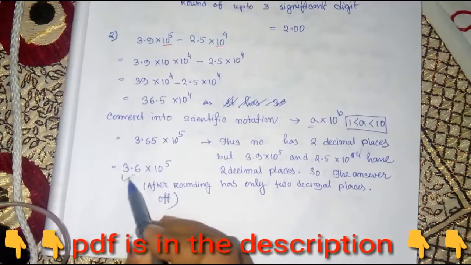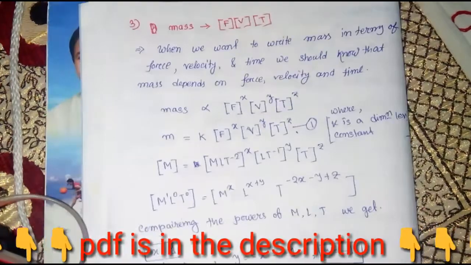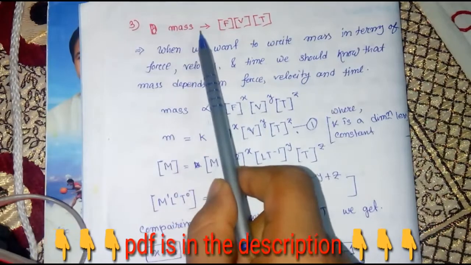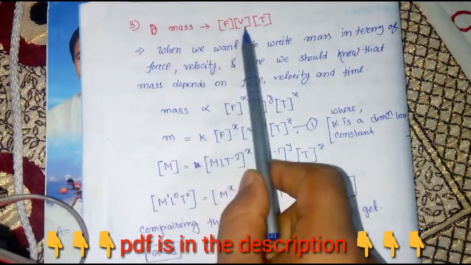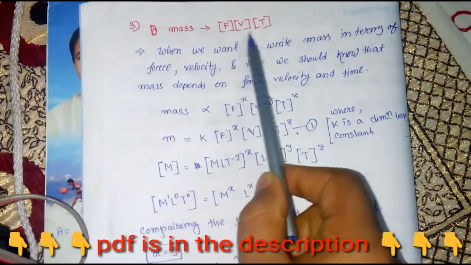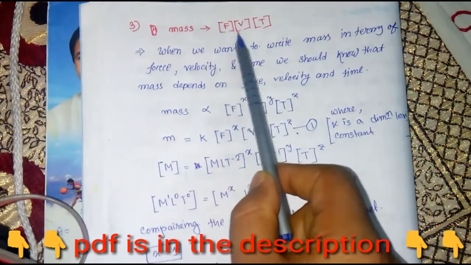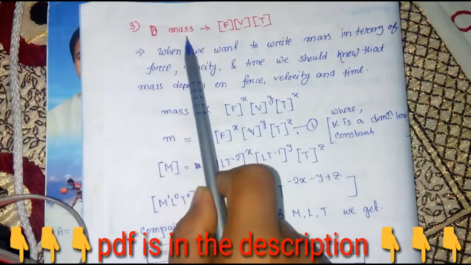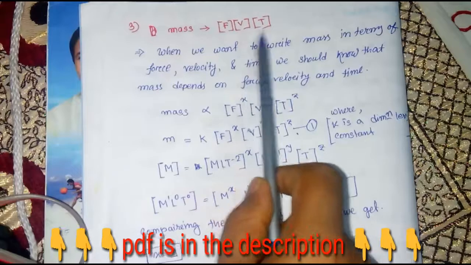So this will be the right answer. Okay, let's see the third one. The question is, we have to write the dimension of mass in terms of force, velocity, and time. So here the force, velocity, and time are the fundamental quantities. So the dimension of mass we have to write in terms of force, velocity, and time.